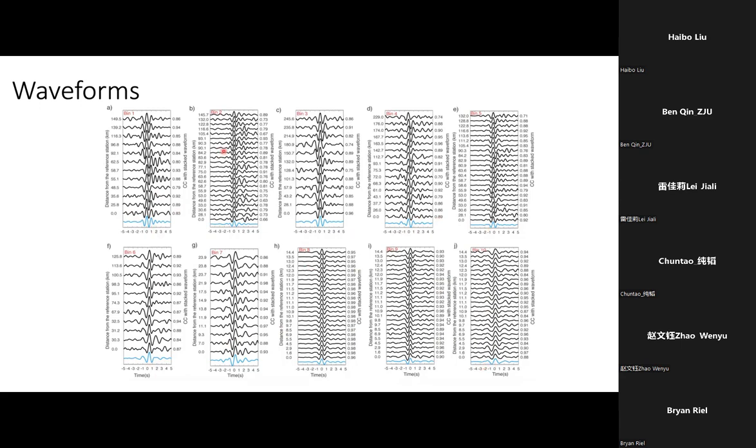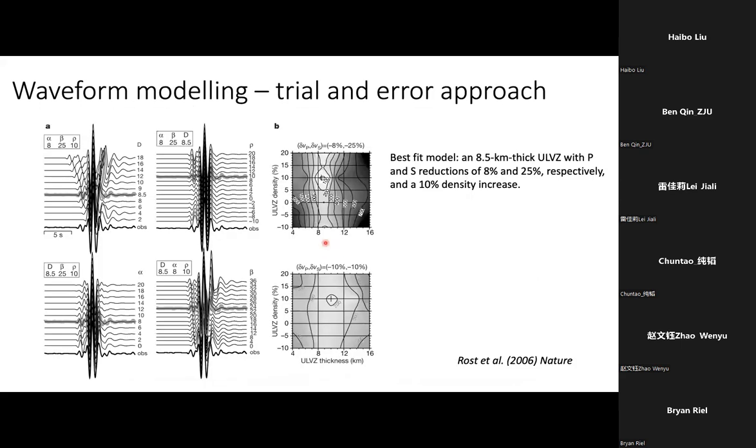Based on this waveform, the author used a technique called waveform inversion, which essentially tries to fit the waveforms based on a certain velocity model and then constrain the structure of the ULVZ. Conventionally, waveform modeling is done by the so-called trial and error approach, which is essentially a grid search approach. Here is a figure from the Rost et al. 2006 Nature paper. They use the same phase, SCP.